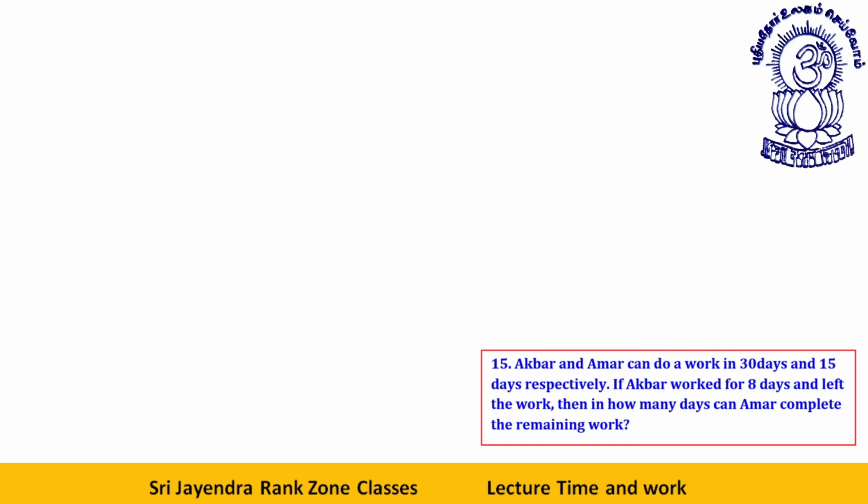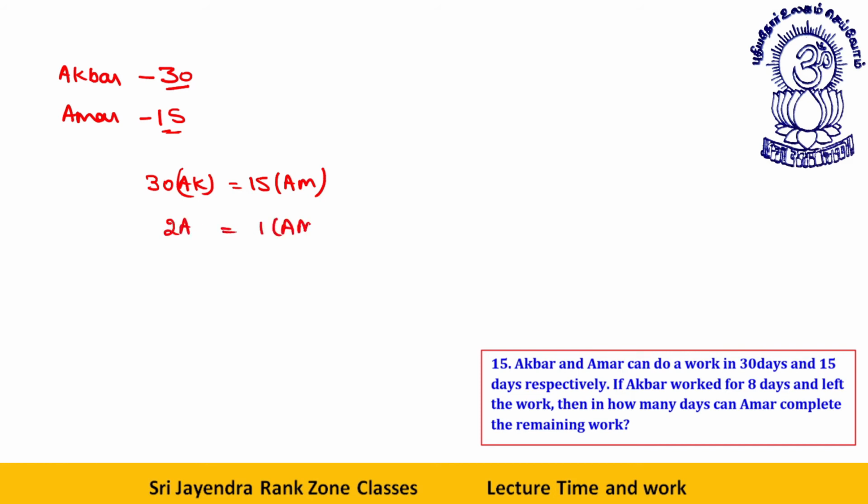Akbar and Amar can do a work in 30 days and 15 days respectively. If Akbar worked for 8 days and left the work, then in how many days can Amar complete the remaining work? See, students, I can directly say 2 days of Akbar is equal to 1 day of Amar. 30 Akbar is equal to 15 Amar. That way I can say 2 Akbar is equal to 1 day of Amar.